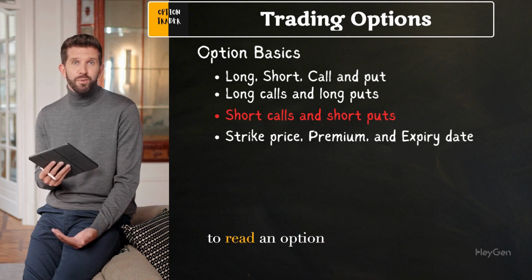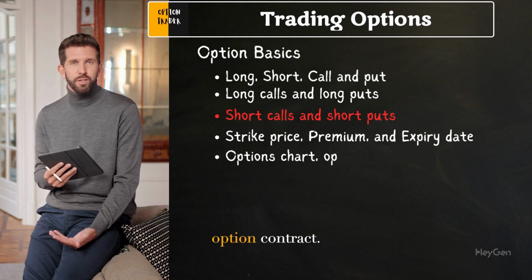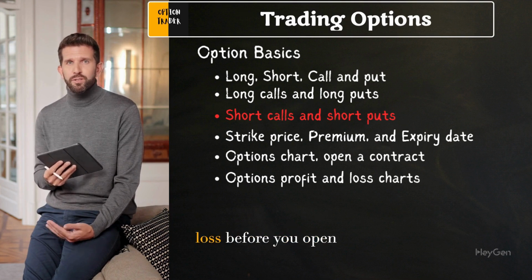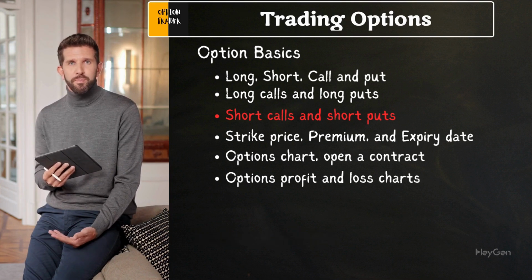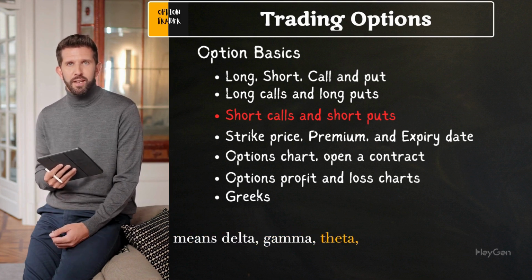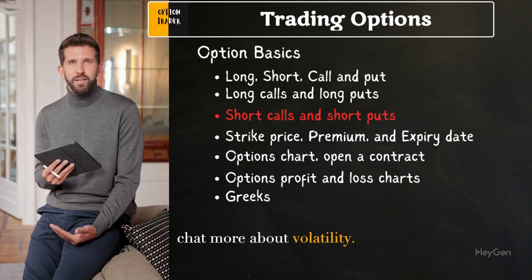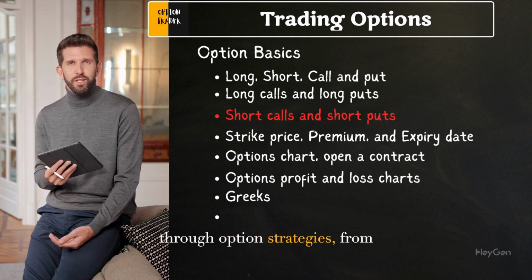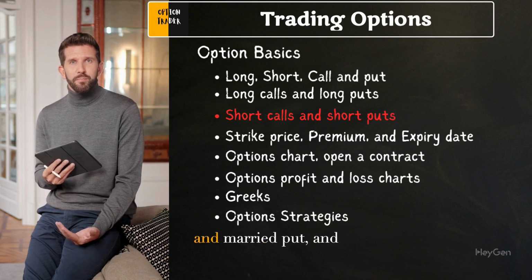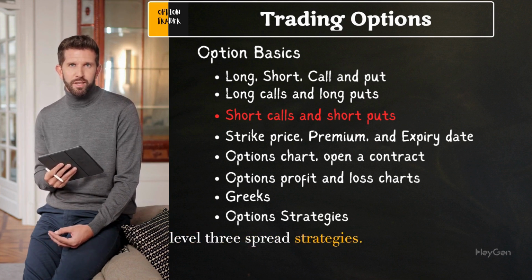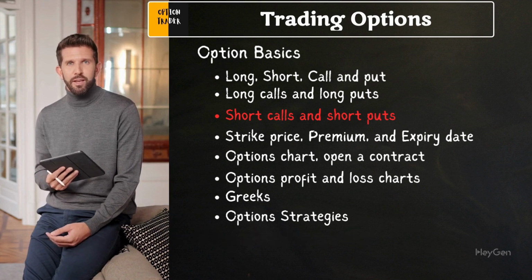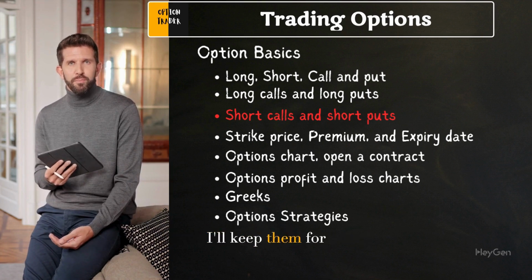Then we learn about option features like strike price, option premium, and expiry date. Later, I explain how to read an option chart and open an option contract. The next step will be option profit and loss charts, so you know your profit and loss before you open an option contract. Then, I will explain the options Greeks, which means Delta, Gamma, Theta, and Vega, and we'll chat more about volatility. Then, we will go through our option strategies, from simple call and put to level 2 strategies, which mean covered call and married put, and level 3 spread strategies. Level 4 strategies, meaning naked calls and puts, are very risky, so I'll keep them for the final pieces of this puzzle.